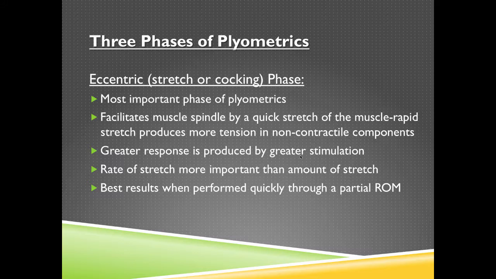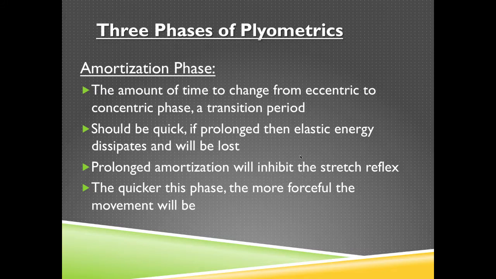And then the best results are performed when it's quickly through a partial range of motion. So again, we don't have to go to the floor with these activities, but it's that quickness, that explosion back out of it. The amortization phase is the amount of time to change from the eccentric to the concentric phase. It's the transition period. So it's from the time you hit the ground till the time you explode off the ground. It's the time that you catch the ball, stop the ball, and then go the other direction with the ball. That's the amortization phase.